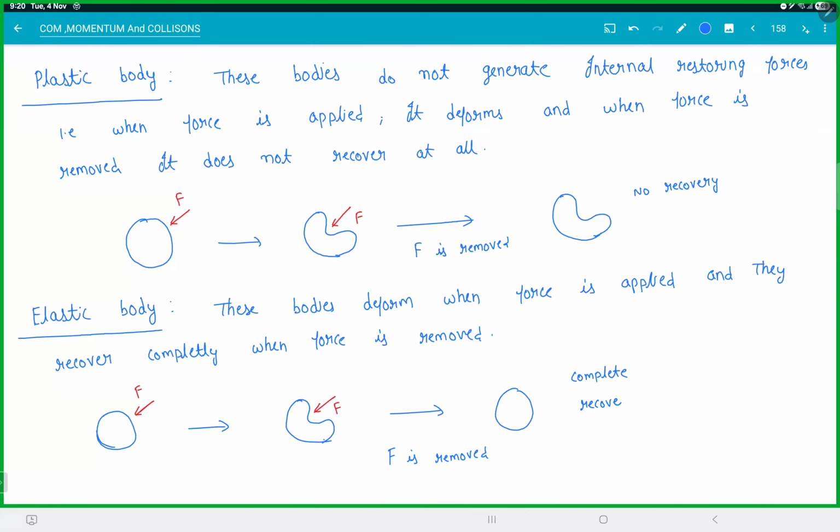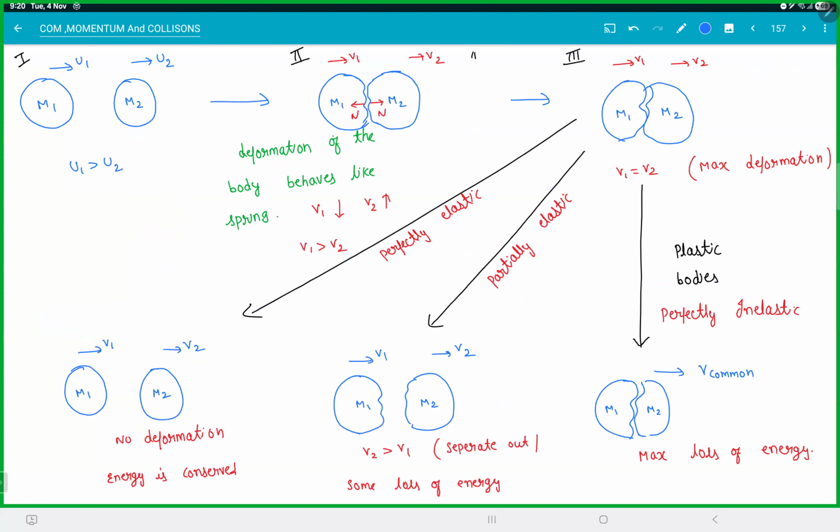But is this clear, everyone? What is happening during the collision? No matter which collision it is, perfectly elastic, perfectly inelastic or anything, states 1, 2, 3 are common. After 3, what happens will depend on the material. Got this?